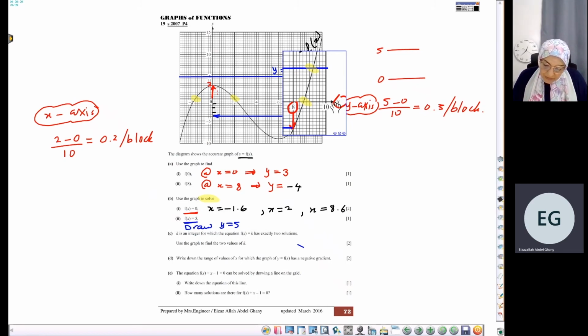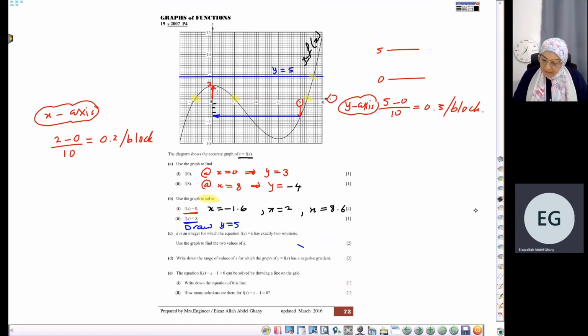It is before the 10 by how many blocks? 1, 2, 3, 4. So 10 minus 4 blocks into 0.2. It means 10 minus 0.8. It will be 9.2. So here x is equal to 9.2.